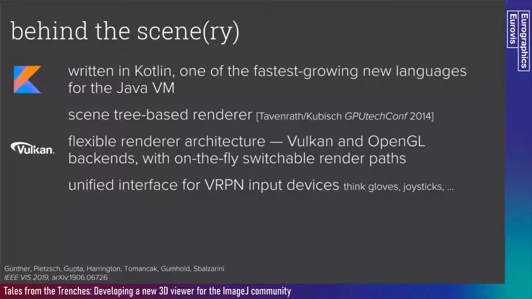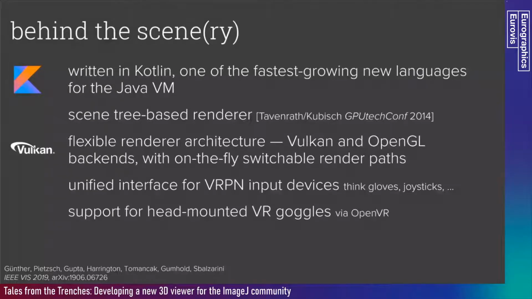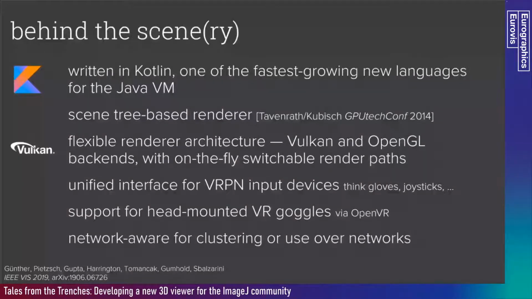Scenery also provides a unified interface for VRPN input devices, such as gloves or joysticks, and also provides support for head-mounted VR goggles via OpenVR. In addition, it's also network aware. You can use it to connect multiple Scenery instances together for clustering use over the networks and, for example, construct a cave system with it.